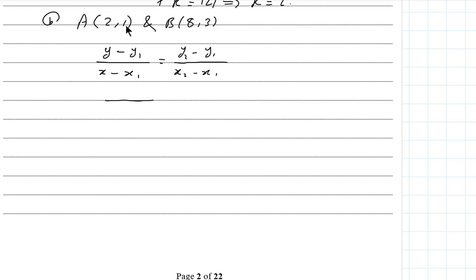(y minus y1), which means (y minus 1) over (x minus 2) is equal to 3 minus 1, which is 2, divided by 8 minus 2, which is 6, which can be simplified to be 1/3, right? And then make cross multiplication. We can find here x minus 2 is equal to 3y minus 3, or we can write x minus 3y, positive 3 minus 2 will be positive 1 equals 0, okay?